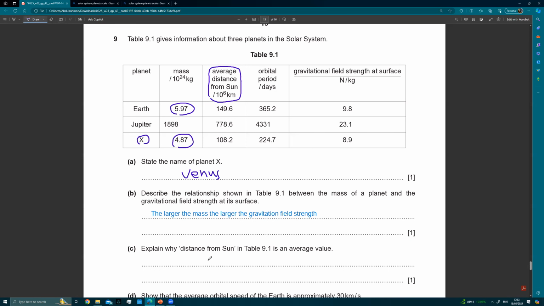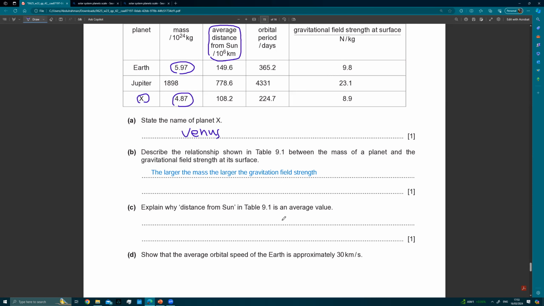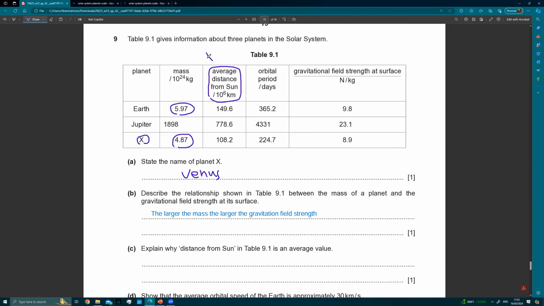Okay, explain why the distance is the average value. So here, the average distance from the sun. Why is that the average distance? That's because planets have elliptical orbits. They don't always have a fixed distance from the sun. So this is the sun, and here's a planet, for example. The orbit is elliptical. Sometimes it's close, other times it's a bit further away. So that's why we talk about average distance instead, because the distance keeps changing.